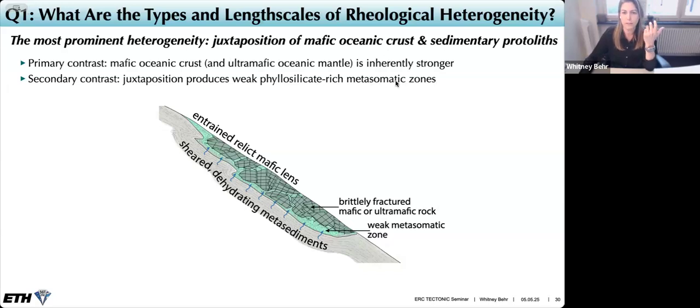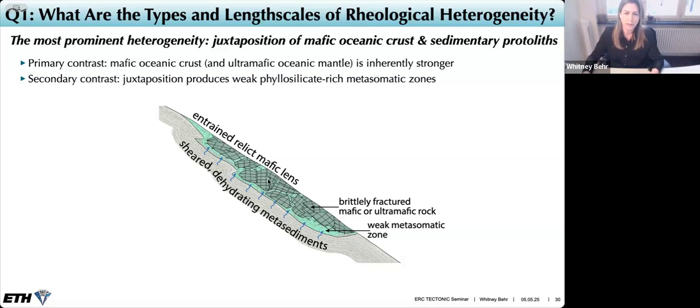And then there's a secondary effect that relates to the fact that contacts between mafic and ultramafic rocks and metasediments commonly produce metasomatism and fluid rock interaction. And this tends to produce much weaker, commonly phyllosilicate-rich metasomatic zones. So this is shown schematically in this sketch of potentially underplated fragments of oceanic crust we might see as brittlely fractured and boudinaged, and you've got this metasedimentary schist flowing around it.